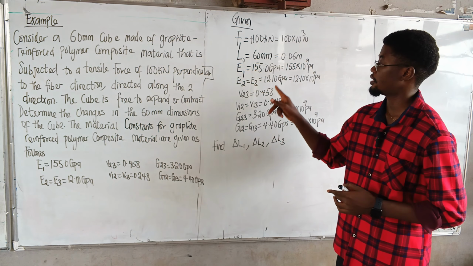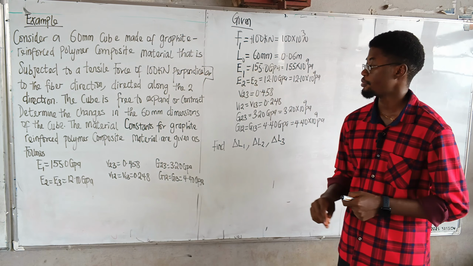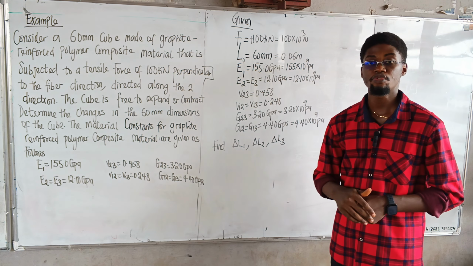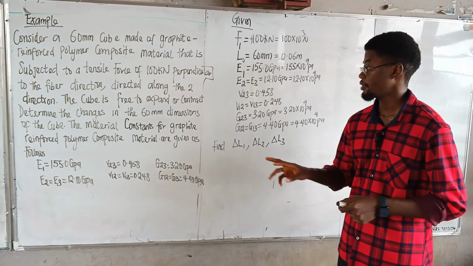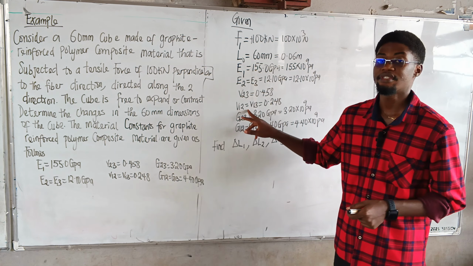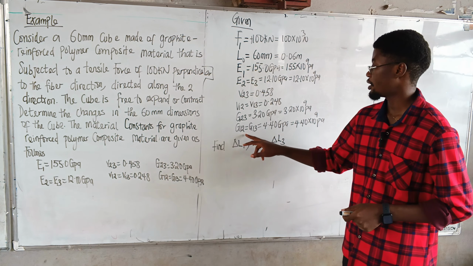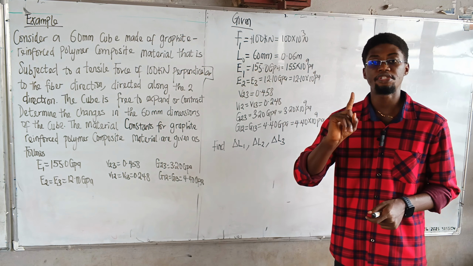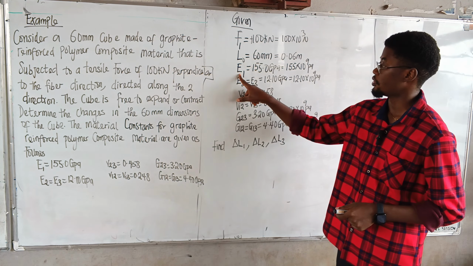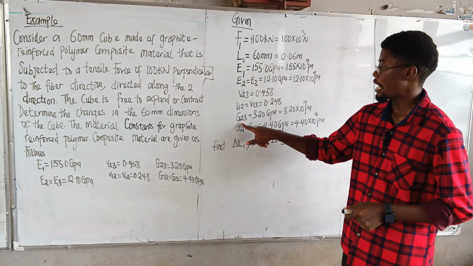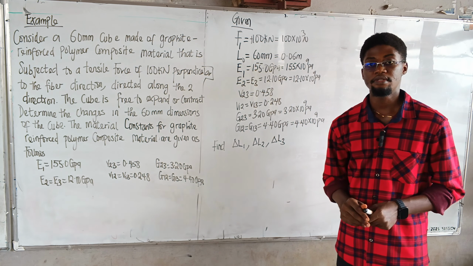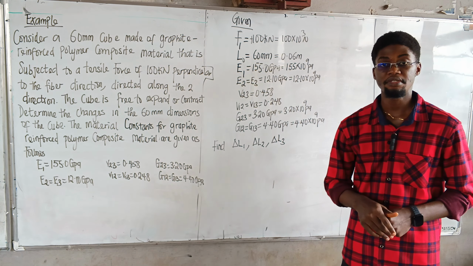Now if you look closely at the constants, you will observe that this is transversal isotropic. Why? Because in transversal isotropic, our direction 2 and 3 have the same properties, like you're seeing here. 2 and 3 have the same properties, while the fiber direction is unique. So E1 is unique, but 2 and 3 have the same properties. So this is a transversal isotropic material.